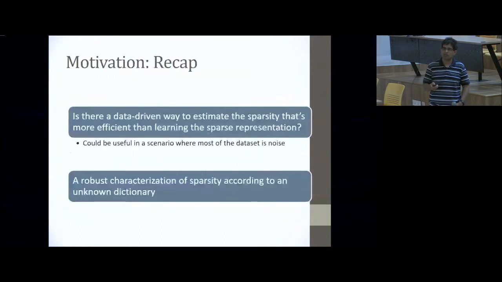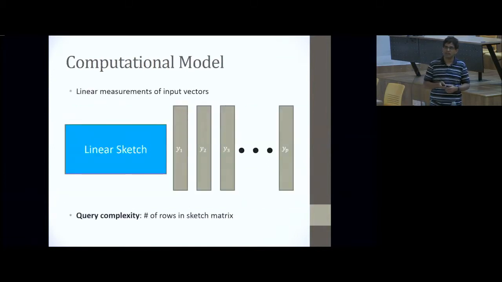Okay, so just to recap, our motivation is whether there's an automatic way to estimate the sparsity that's more efficient than learning the sparse representation. This could be useful in a scenario where most of the data set is noise, so you could discard the noisy data sets. But more conceptually, our goal is to come up with a robust characterization of sparsity according to an unknown dictionary. Okay.